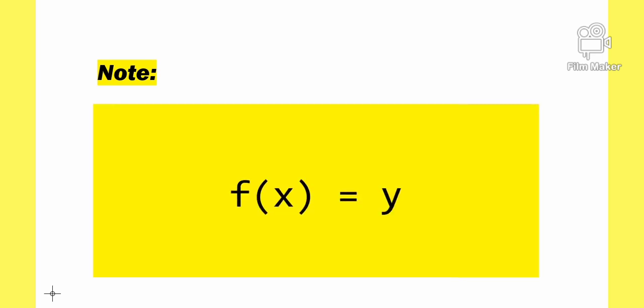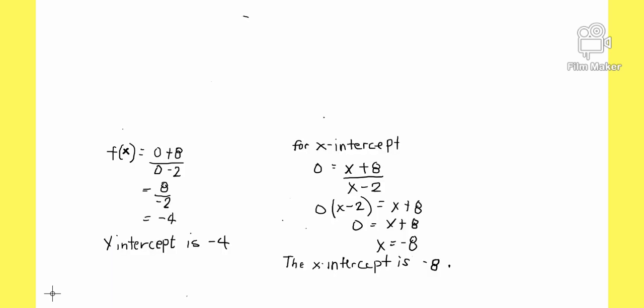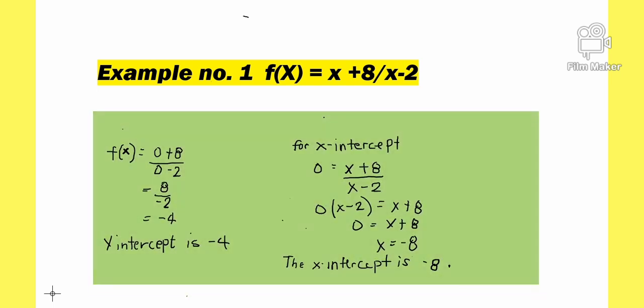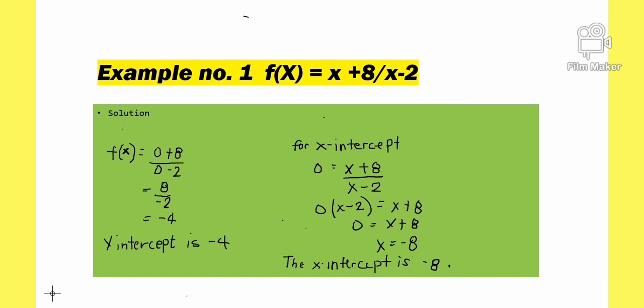Note: we know that f of x is equal to y. Problem number 1. Given f of x is equal to x plus 8 divided by x minus 2, what will be the solution?